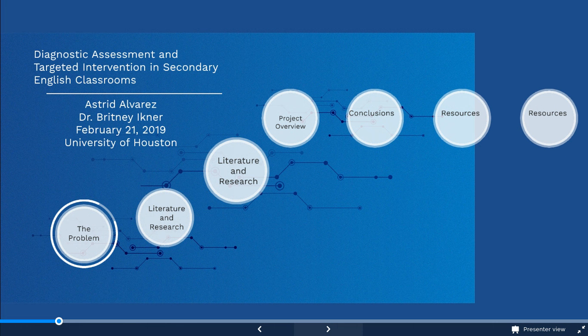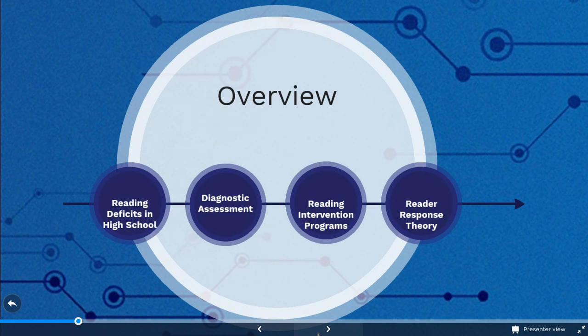So let's look at some of the literature and research that I focused on for this project. There are four things that I will discuss: reading deficits in high school, diagnostic assessment, reading intervention programs, and reader response theory.